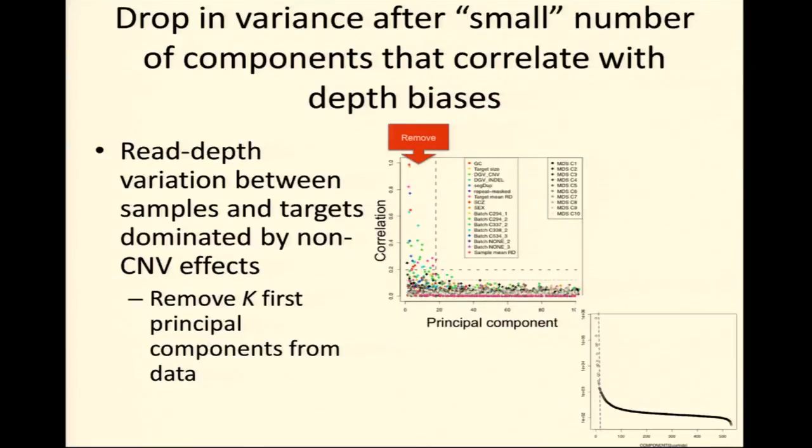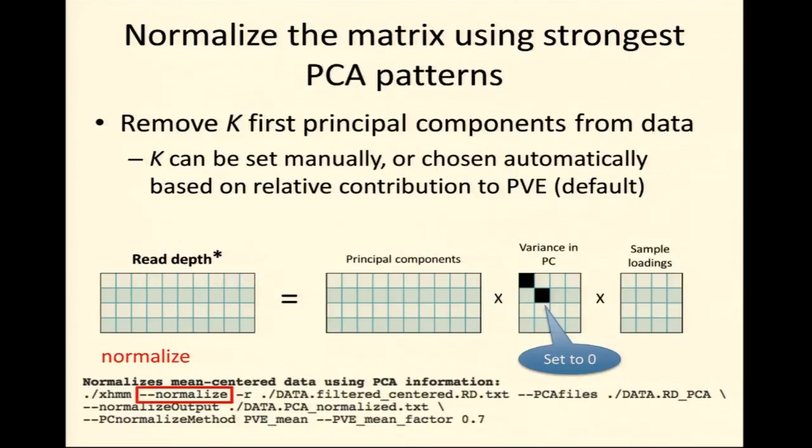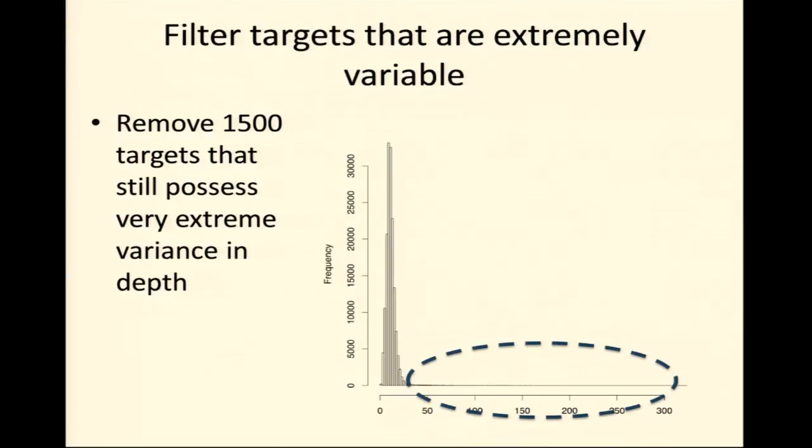So now, once you decide how many principal components to actually remove, and that's here in the normalized step, now you have to actually apply that normalization. So basically what you're doing is you're reconstructing a read depth matrix again based on the principal components, but where you're setting certain principal components to have 0 variance, basically to not contribute anything there. And effectively that's what you're doing. You're remultiplying out these matrices to get this normalized read depth matrix. And that's what we're going to use to actually call the CNVs.